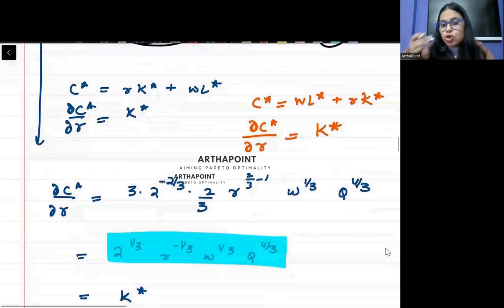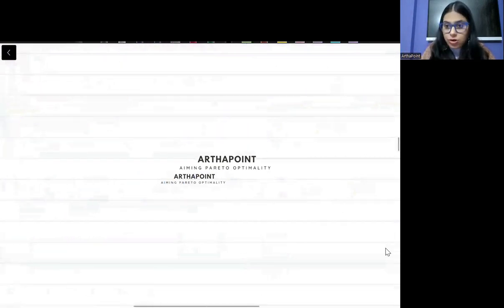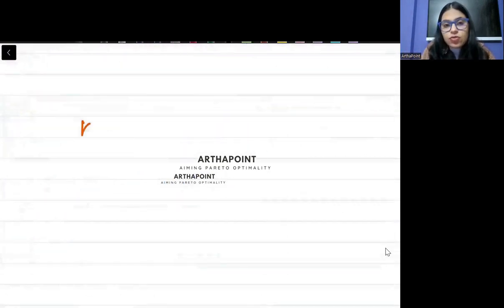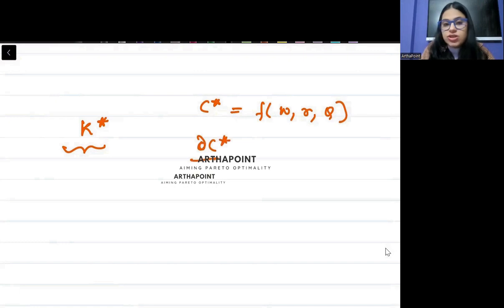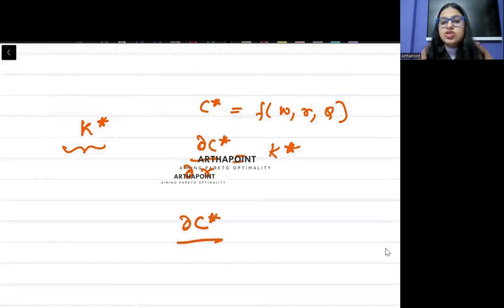Am I clear? So this is a very important envelope theorem, that if you want to find out the optima value of K, you already know your minimum cost as a function of W, R, and Q. Then you will just differentiate this with respect to R, and it will give you the optima value of K. Similarly, you will just differentiate this with respect to W, and it will give you the optima value of L. That is the envelope theorem. Okay, beta. Thank you.